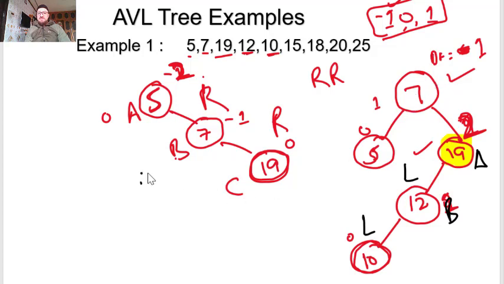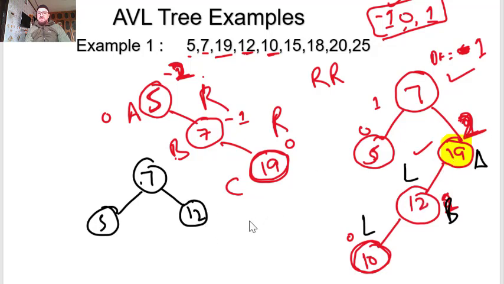The 7 is here, the 5 is here. Now 12 comes here, and 19 will become a child of this, but 19 is greater than 12, so it has to be on the right of it. And for 12, 10 was on its left, so 10 has to be on its left.